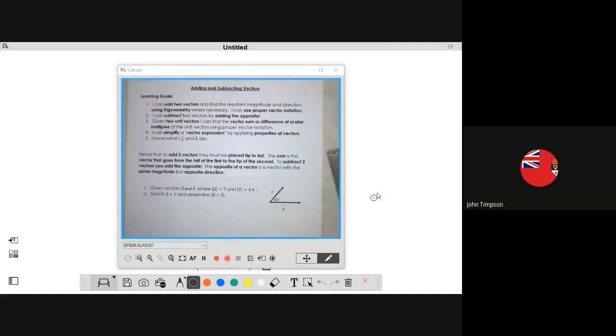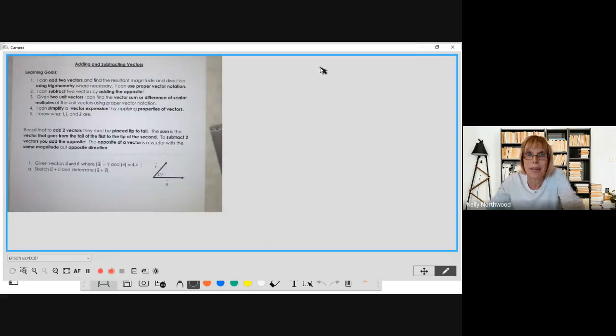Can you see your page? Yep, excellent. Thanks for preemptively telling me that.